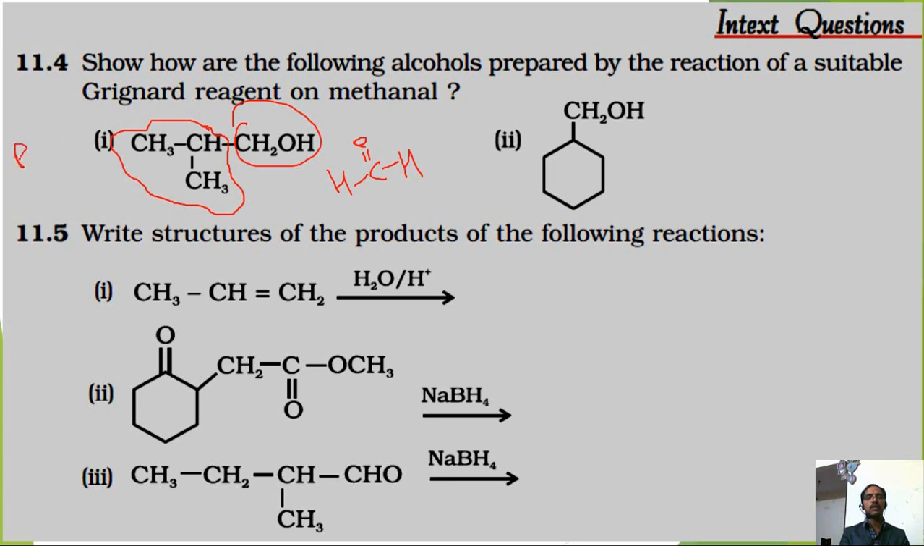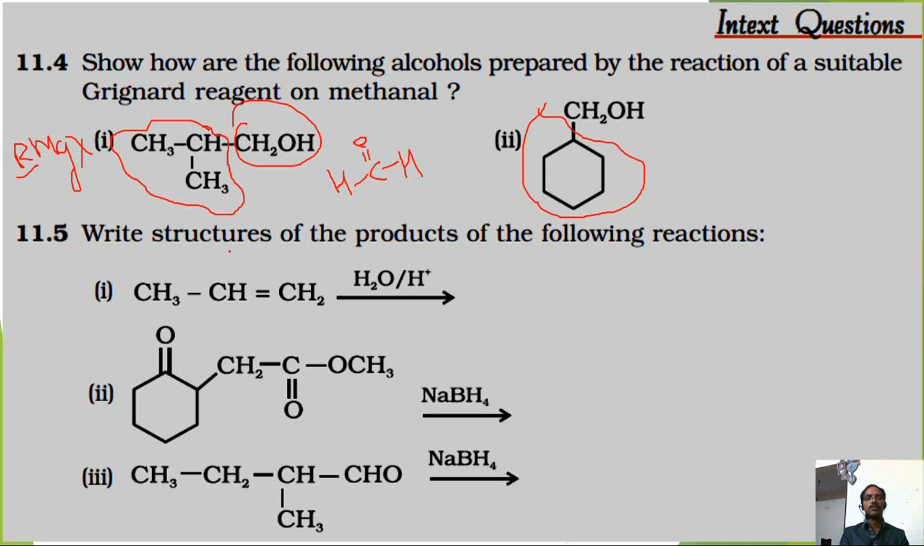We know that RMgX. So here R means isopropyl magnesium bromide or magnesium chloride. This one is formaldehyde. These two are the reactants. Then here this one, the total cyclohexane, is coming from the Grignard reagent.